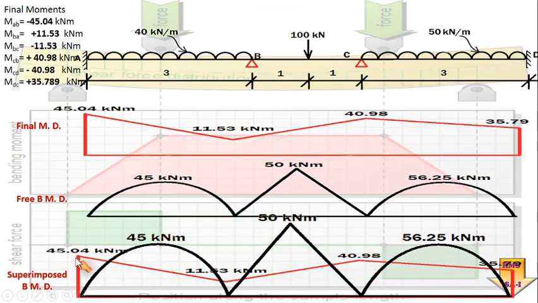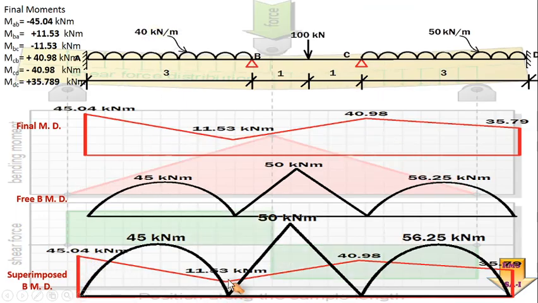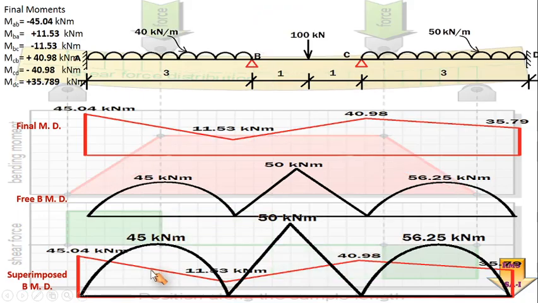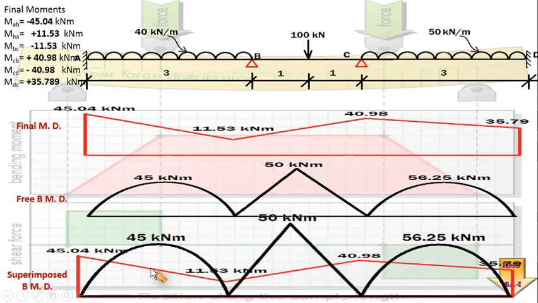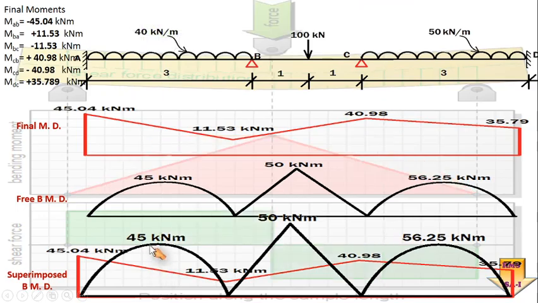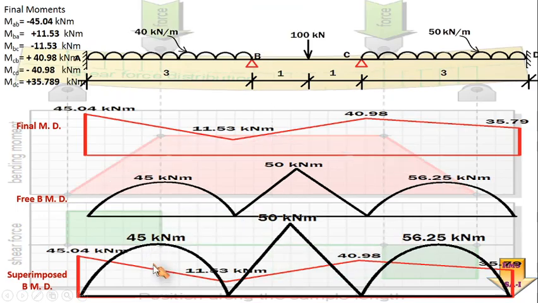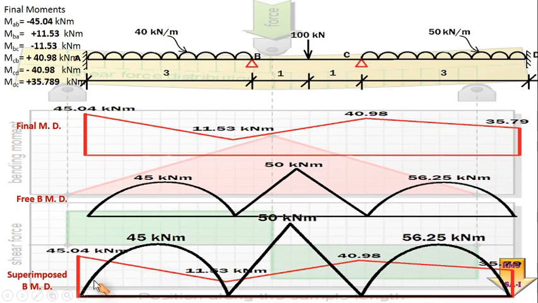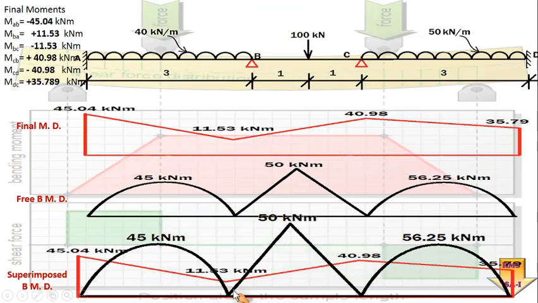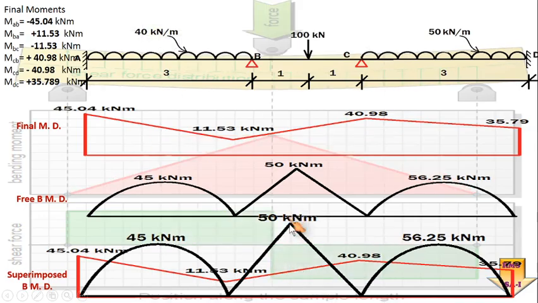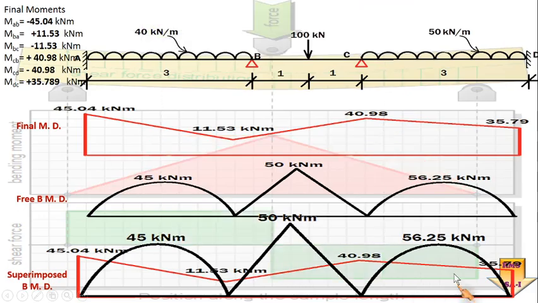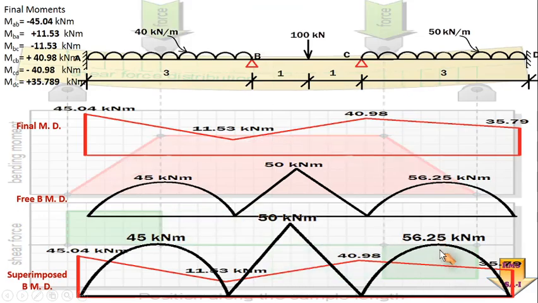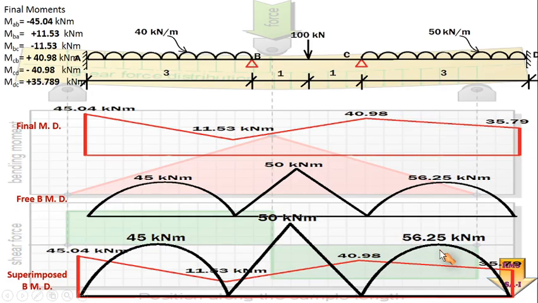So here it is 45.04, here it is 11.53, so we can definitely find out the bending moment about the center. After finding out that ordinate, the difference of these two ordinates will give you the resultant bending moment for this first span A, B. Similar is the case with the second span. Find the ordinate here, the difference of these two ordinates will give you the resultant bending moment about the center, and same is the case with the last span. Is it okay?